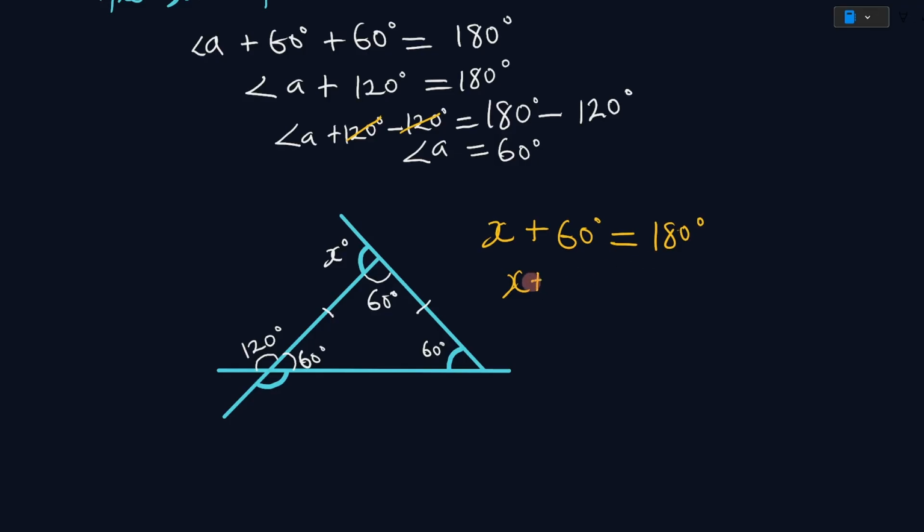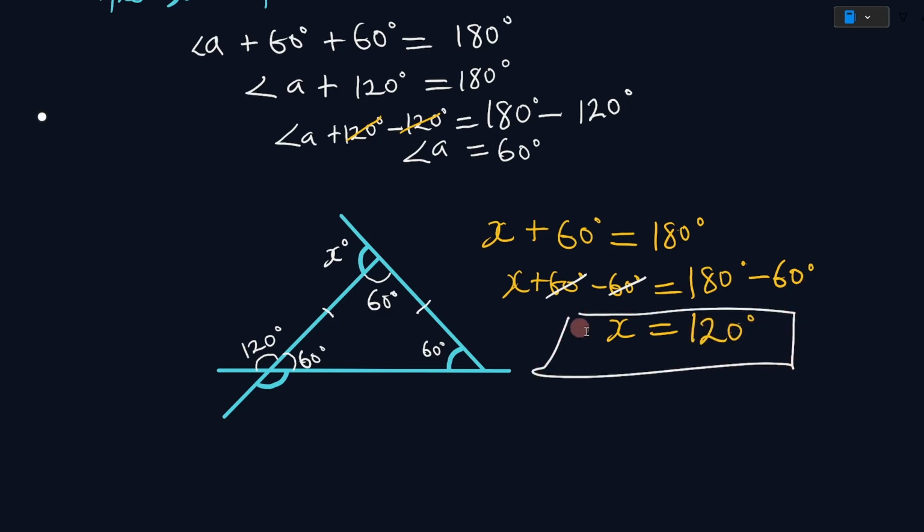So this is x plus 60 degrees minus 60 degrees equal to 180 degrees minus 60 degrees. 60 minus 60 is 0. That means our x will now be equal to 180 degrees minus 60 degrees, which gives us 120 degrees. And this is the value of our x, 120 degrees. So this is the first method of finding x.